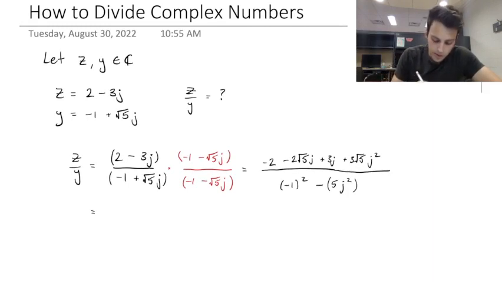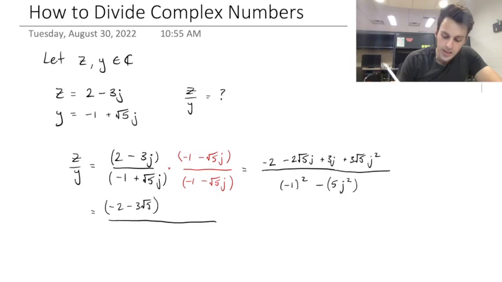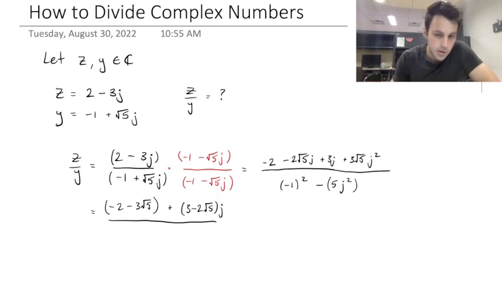So now we really just need to simplify this. So let's simplify the numerator. We know that j squared is just -1, so that'll be -2 minus 3 root 5 as our real component of the numerator. And the imaginary component of the numerator, we have 3 minus 2 root 5. So that's plus 3 minus 2 root 5. And again, this is the imaginary component, so it's all multiplied by that j term. Okay, that looks good. Can't really clean that up much.